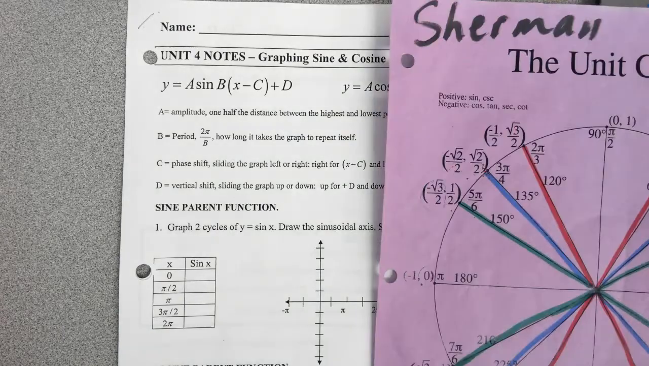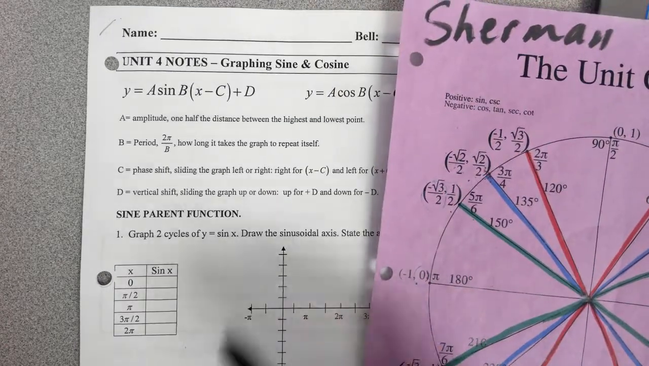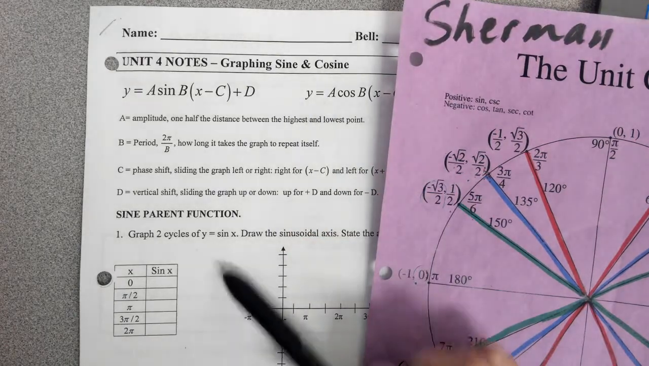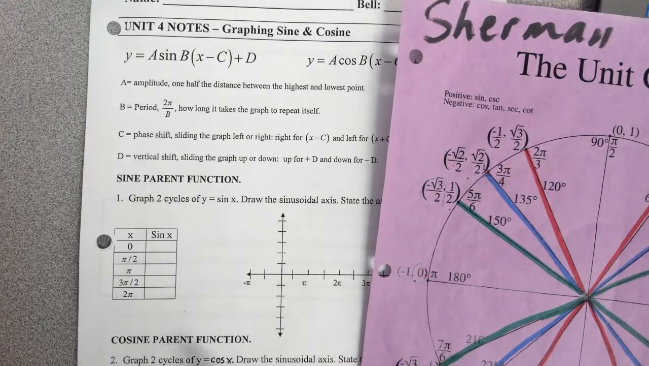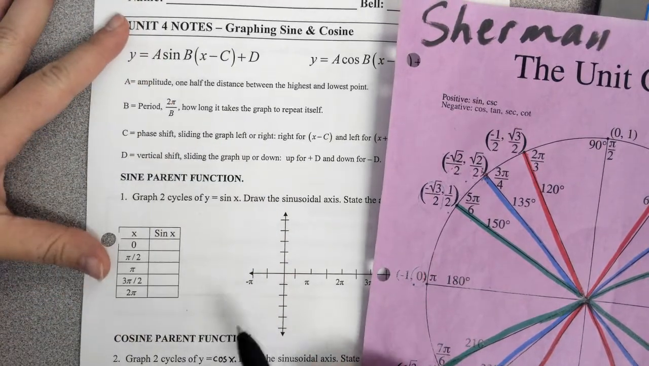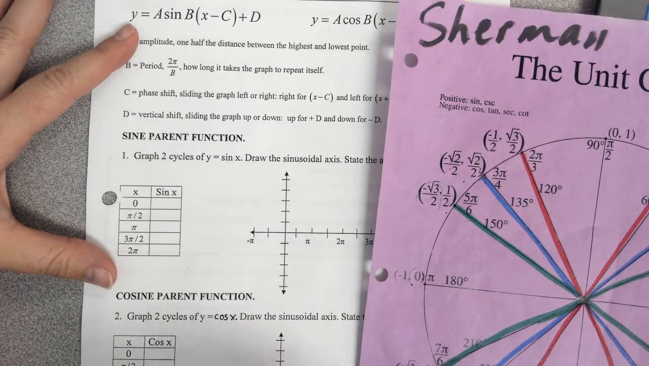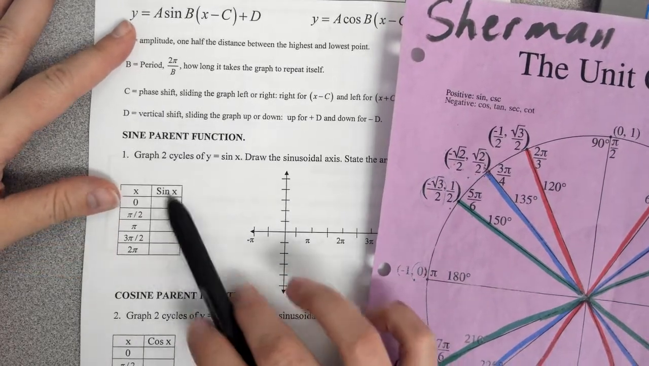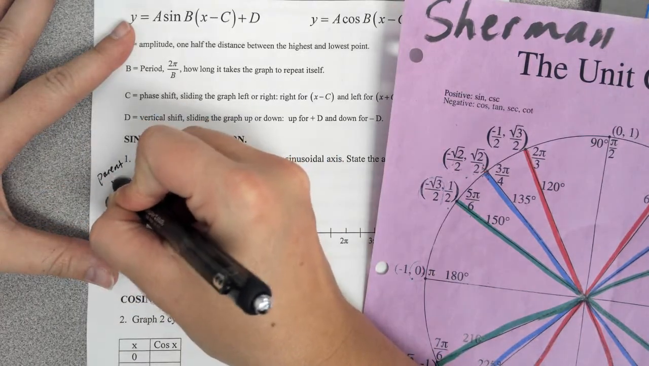All right, so assuming we have our unit circles handy, I'm going to go ahead and start graphing sine and cosine. We're just going to talk about the parent functions in this video, and then over the next couple of days, we'll be transforming these in different ways. The first problem says we're going to be graphing y equals sine of x. We're going to first fill in the table with our parent values for the sine function.